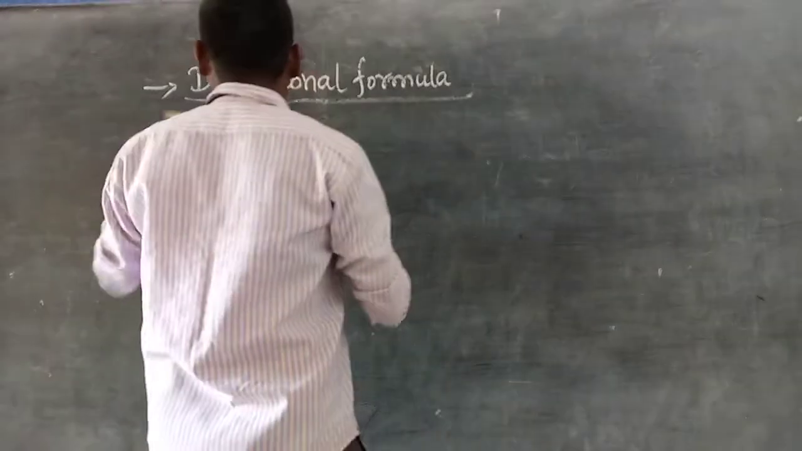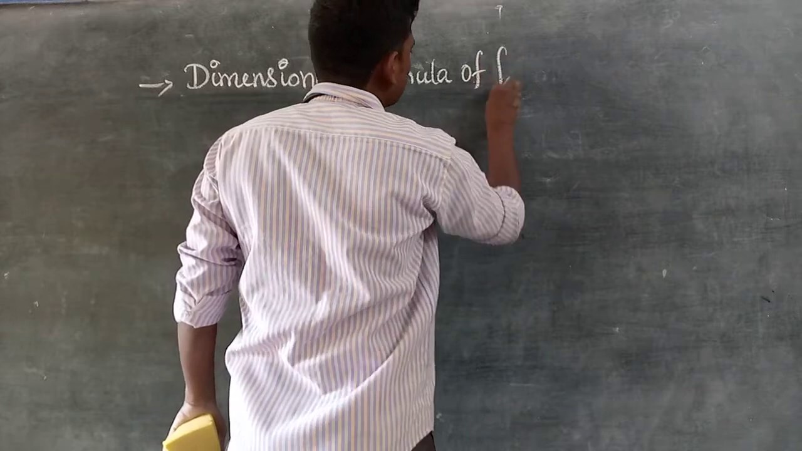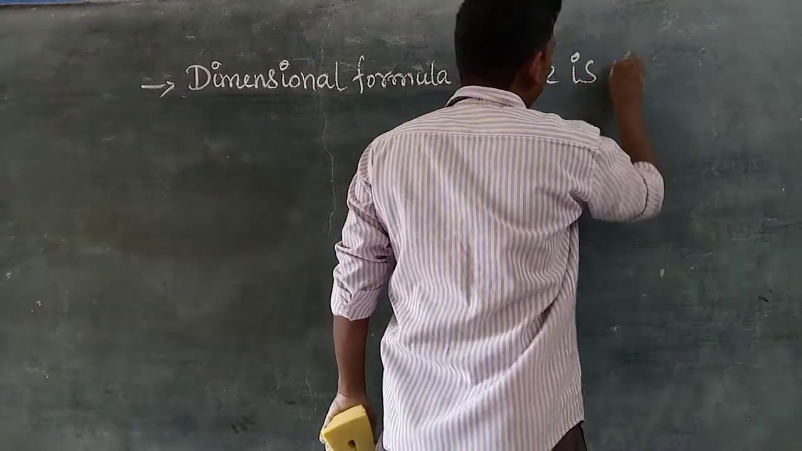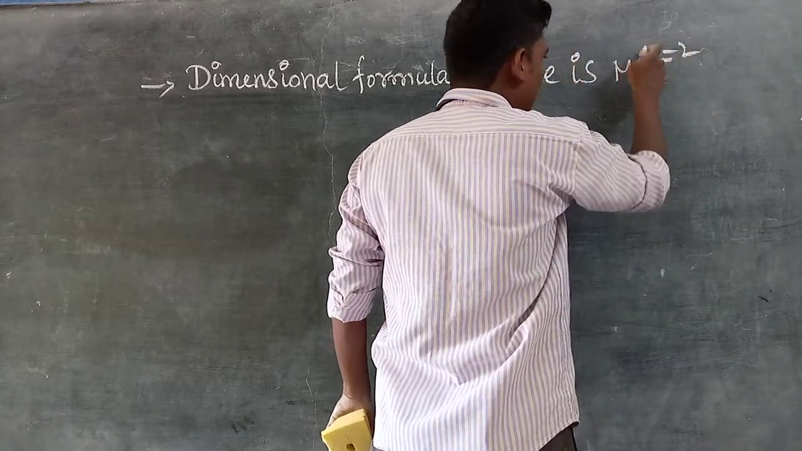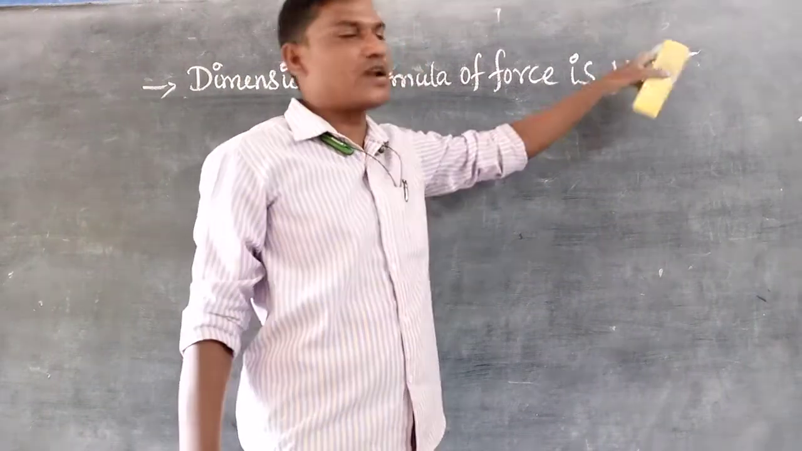So simply the dimensional formula of force is M L T power -2, or M power 1, L power 1, T power -2. No value means here superscript 1.